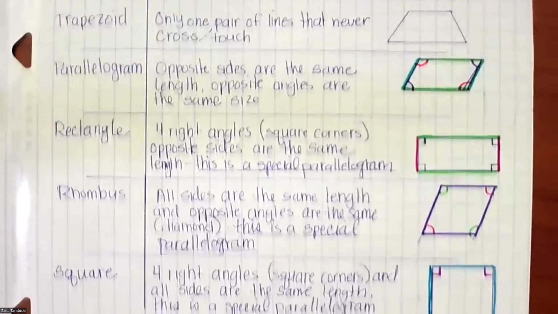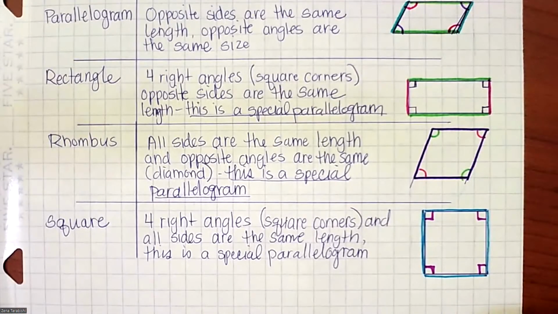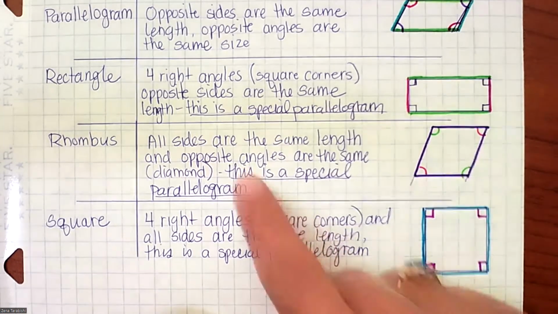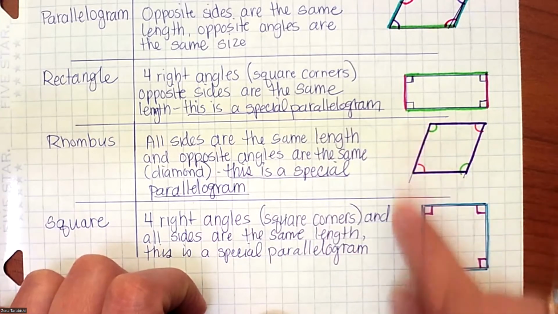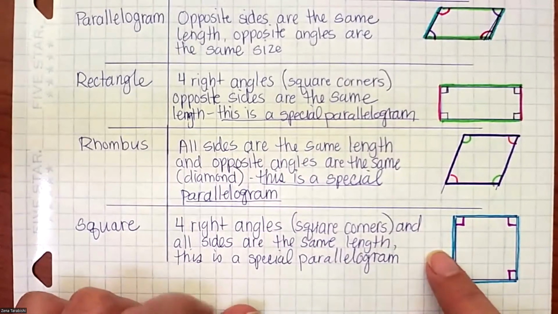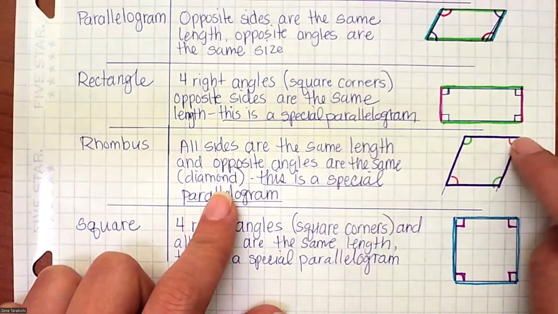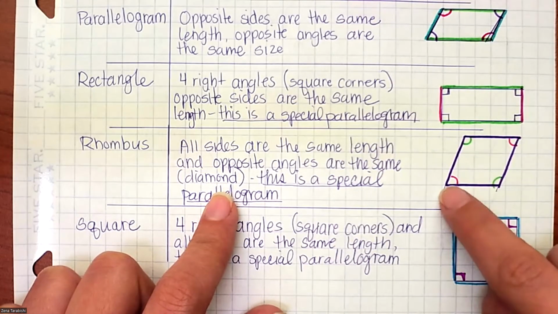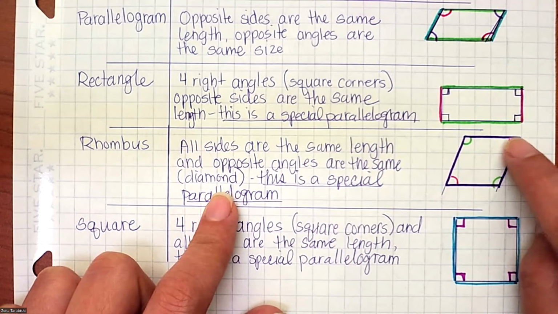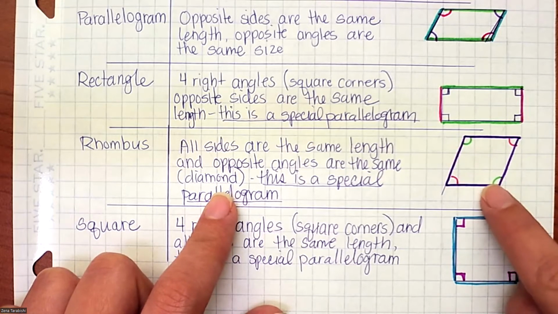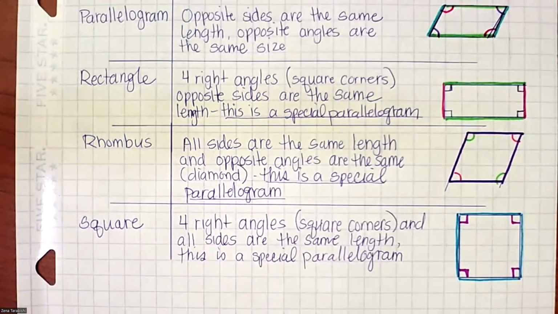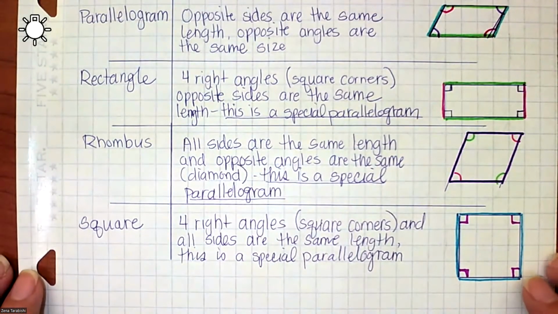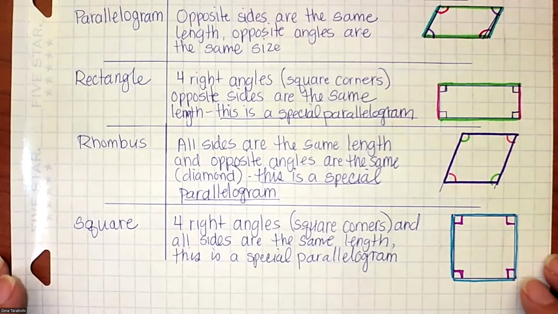Next, we have what we call a rhombus. A lot of you grew up calling this a diamond. All sides of the rhombus are the same length, so all four sides have the same measurement. And the opposite angles have the same measurement. This angle has the same measurement as this angle. This angle has the same measurement as this angle. I color coded these for you to help you see and recognize these differences as we go along.